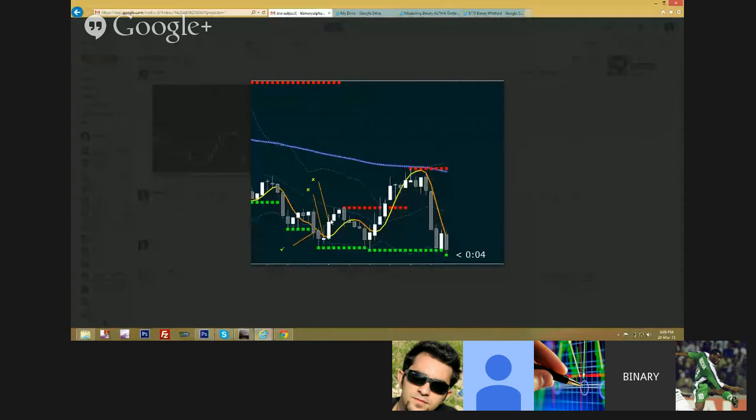After the second loss, I put a call trade, and as you see in the picture, it's the white candle, and it should be a win trade for me, but the result was a loss, and I don't know why. I checked it.